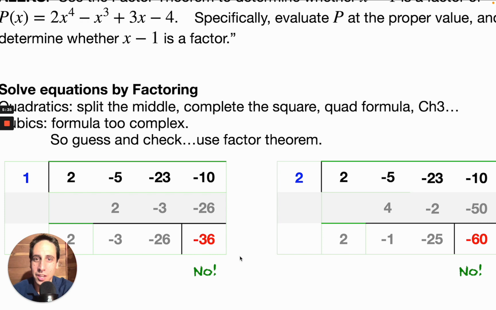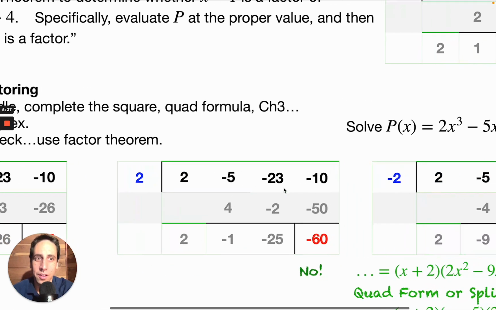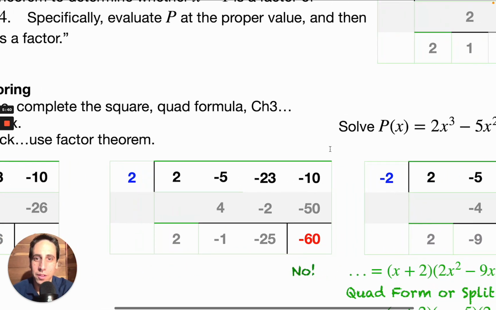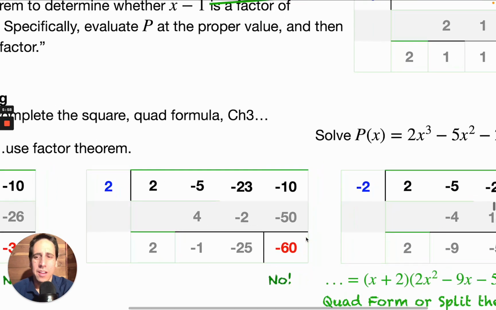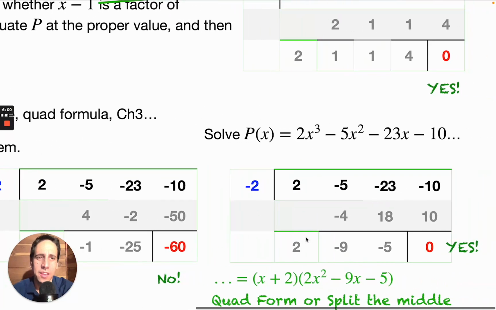Okay, so we guess and check again. We're trying to factor this polynomial. I don't know, maybe x minus 2 is a factor. Is it? We do the synthetic division, bring down the 2, multiply by 2, you get 4, plus negative 5 is negative 1, times 2 is negative 2, plus negative 23 is negative 25, times 2 is negative 50, plus negative 10 is negative 60. No, x minus 2 is not a factor. Okay, let's keep on guessing and checking.